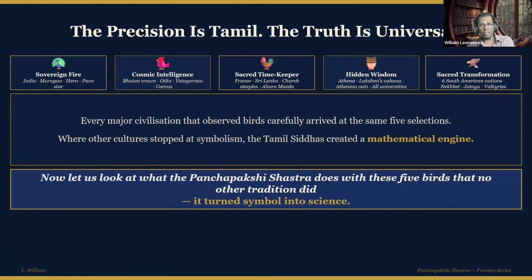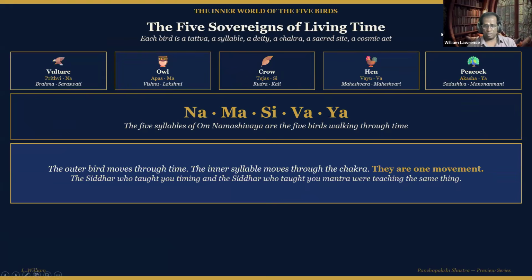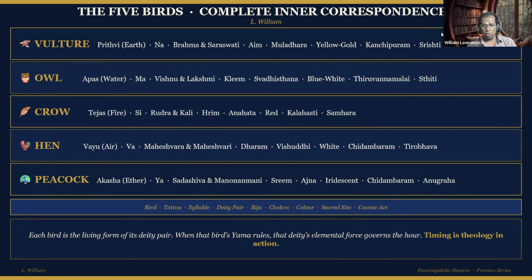The peacock is the sovereign fire. The cosmic intelligence is the crow. The sacred timekeeper is the hen. The hidden wisdom is the owl, and the sacred transformation is the vulture. If you split up Nama Shivaya, the Panchakshara, the owls will be ruling them. If I go further later, I can split everything in the world with the Panchakshara. Either the Mula Mantra, the chakra, the color, the sthala, everything will come down to the bird. The gemstone, anything which is not 9 planets, it is 8, comes down to Panchapakshi.